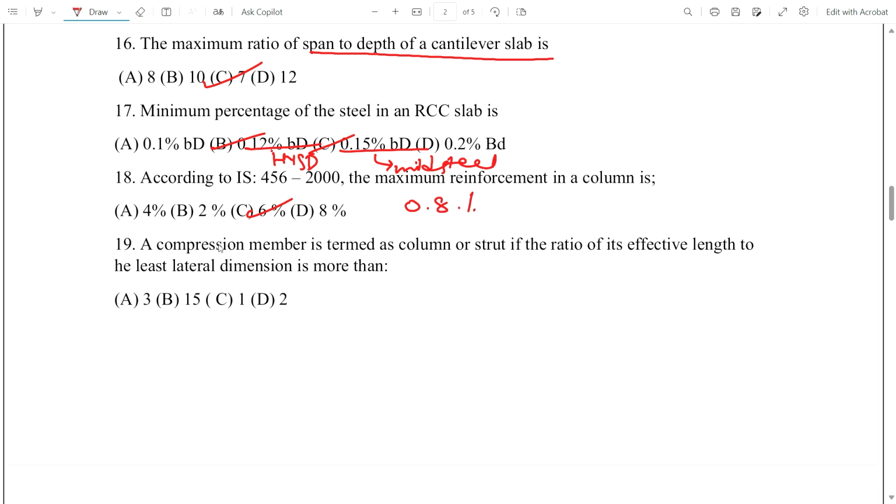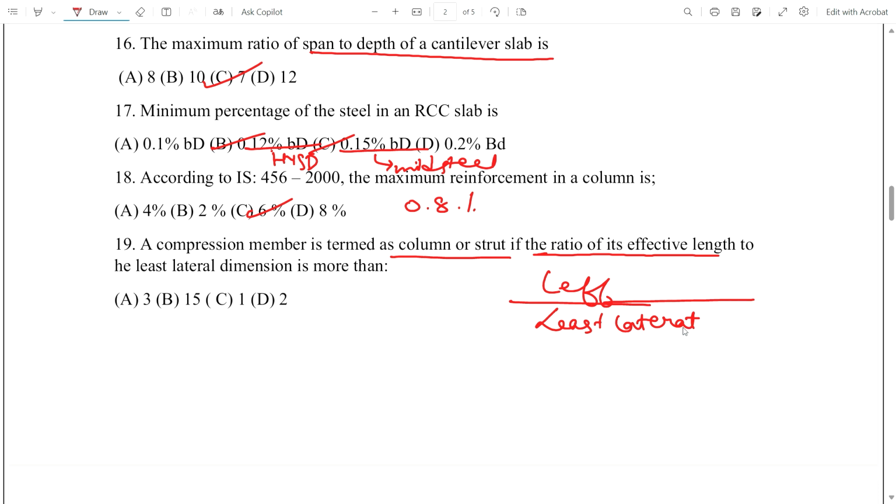Now question number 19. A compression member is termed as a column or strut if the ratio of its effective length to the least lateral dimension, lateral L-A-T-E-R-A-L, lateral dimension, is greater than 3. Option A is the correct one. Then we can say it is a column or strut.